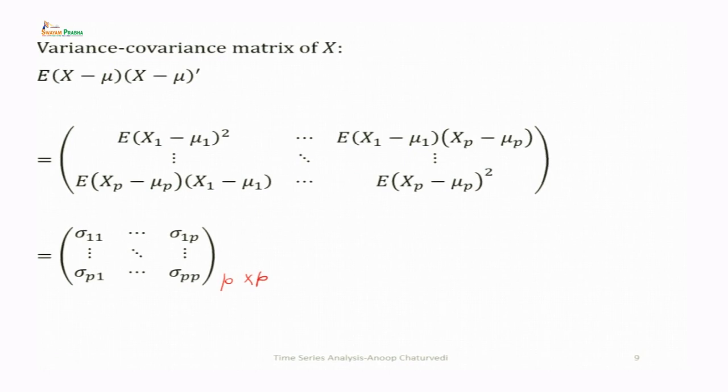The diagonal elements of this matrix give you the variances of different components of x vector, x 1, x 2, x p. And the off diagonal elements give you different covariances. That is why this matrix is called the variance covariance matrix of x, or this is also called the dispersion matrix of x.